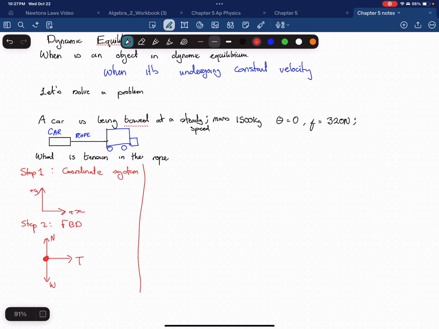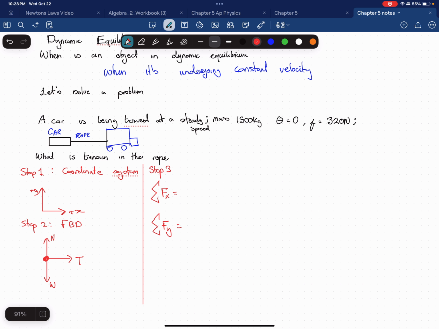Step 3. Calculate the sum of forces in the x direction and the y direction. So I have F of x here and F of y here. Notice we say we're moving at a steady speed. When that's being said, you can simply assume it's a constant speed, and a constant speed is really constant velocity. So don't be surprised with what I'm about to do. Because we're in dynamic equilibrium right now.